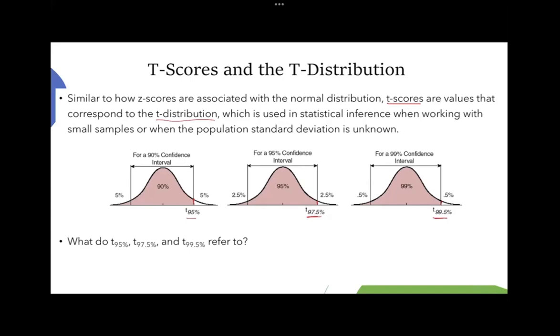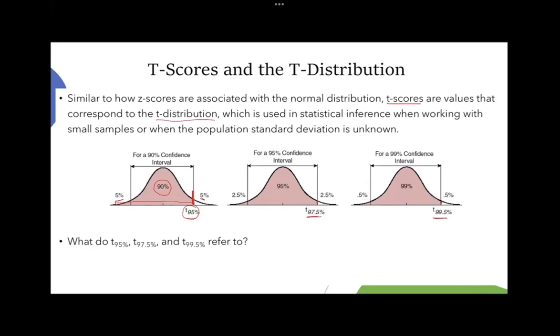So if you imagine that the 90% of the area in the center is blocked off, then 5% is left on the far left and 5% is left on the far right. This 95% represents the area to the left of this right border on the shaded area. 95% of area is to the left.